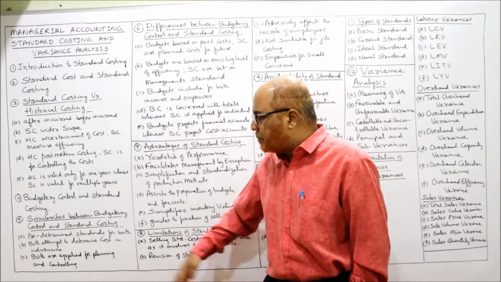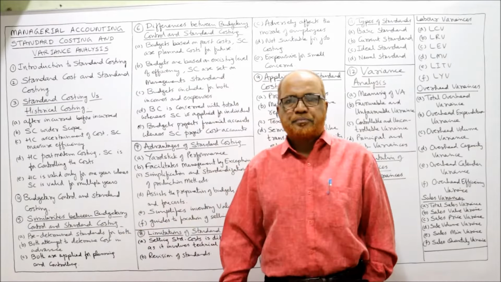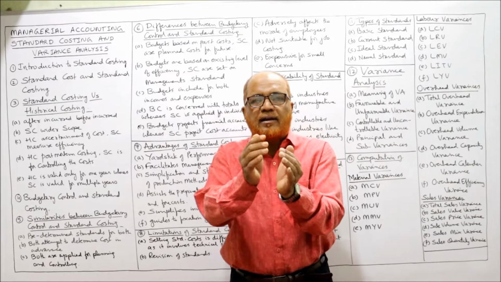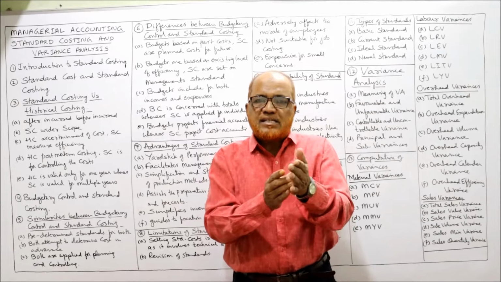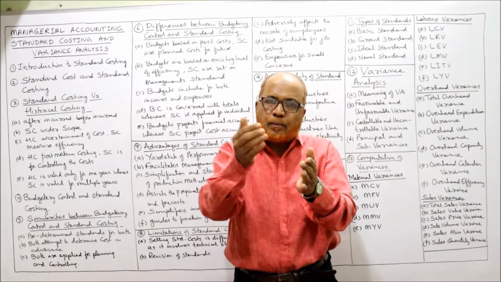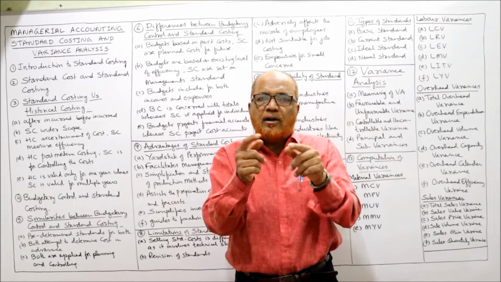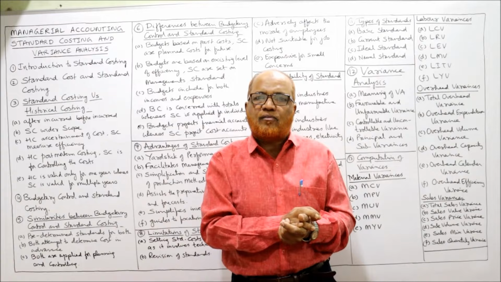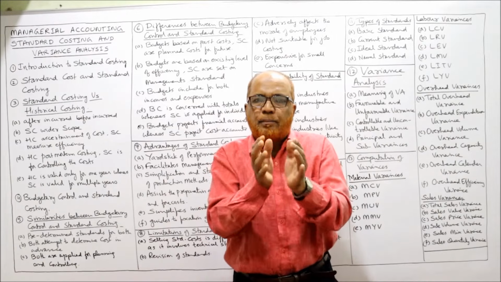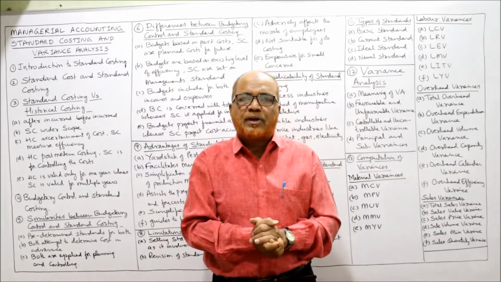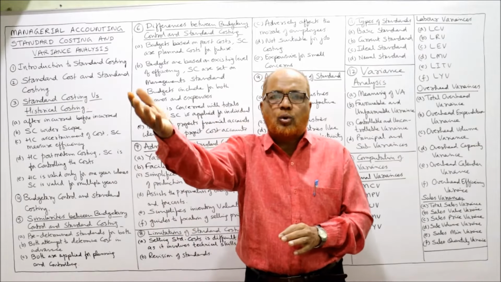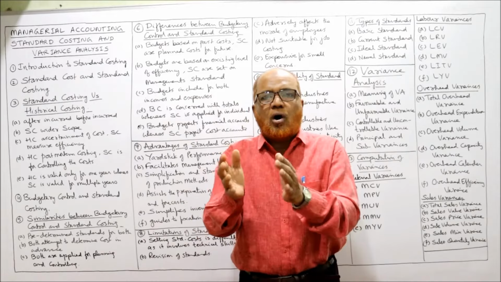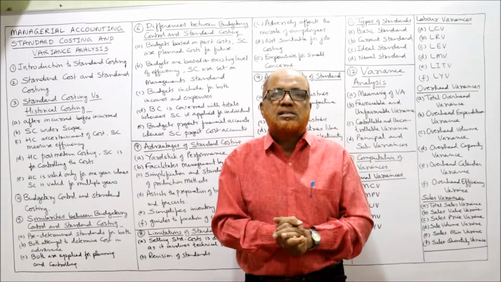First similarity, predetermined standard for both. That means budgetary control and standard costing are both related to the future. So budgets are prepared prior to a defined period of time, and also standard costs are prepared prior to a defined period of time. So both are prepared before a period of time. For example, next year what we have to do, what cost we have to incur, how much revenue we are getting, all these things we are planning in this year itself.